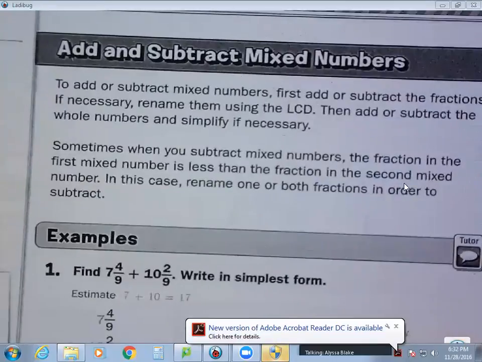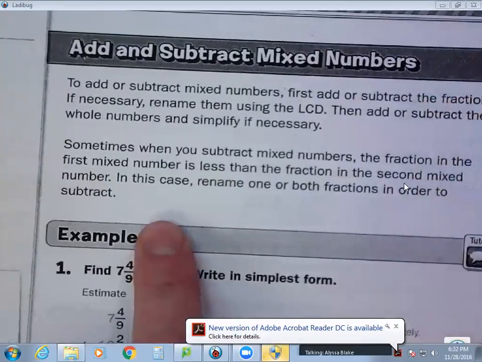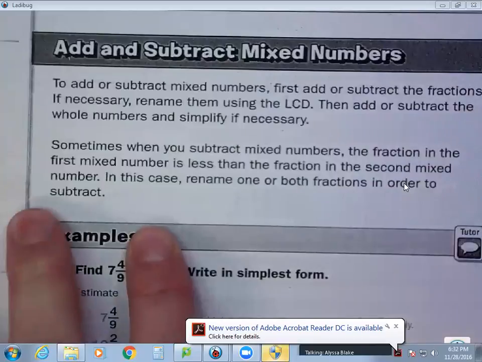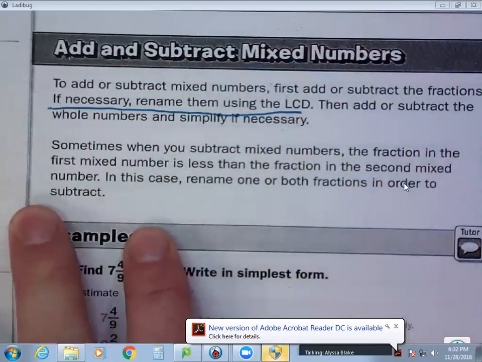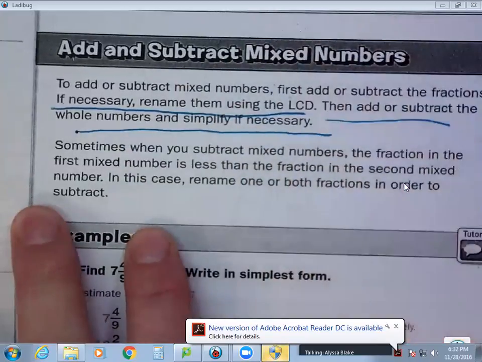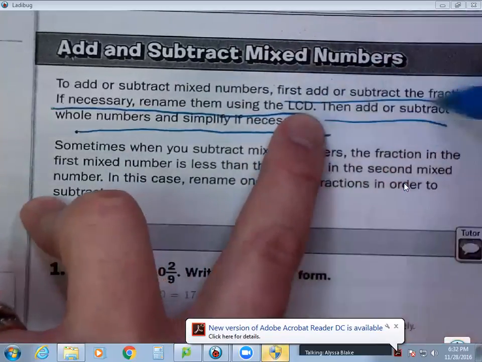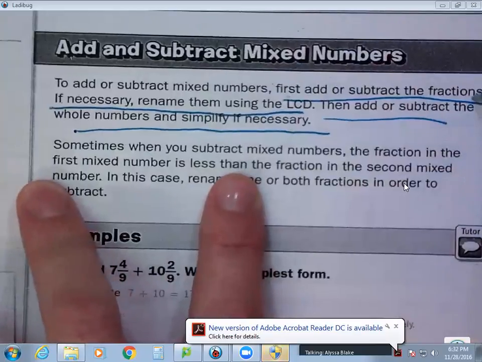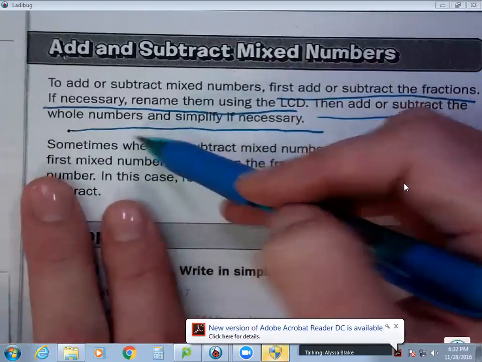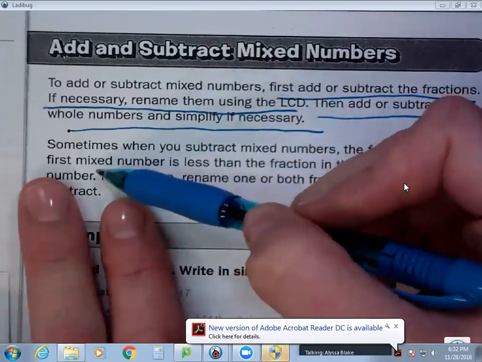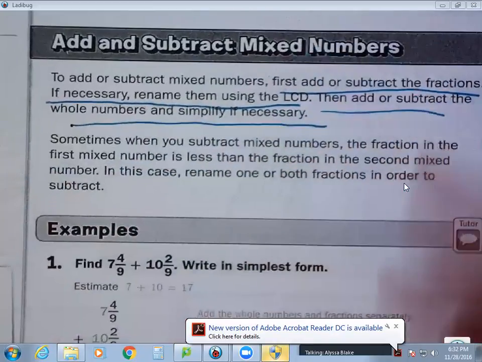All right, go ahead and turn the page. At the top, it's going to give you some steps for adding or subtracting mixed numbers. But the very first thing is, if it's necessary, you need to rename them by using the lowest common denominator. And then you're going to add or subtract the whole numbers and simplify if necessary. But it says first add or subtract the fractions. The reason why we're going to look at the fractions first is because we're going to look at both the fractions and the mixed numbers. If the fraction on the left is bigger than the one on the right, you can subtract it. If the one on the left is not bigger than the one on the right, we can't subtract that.